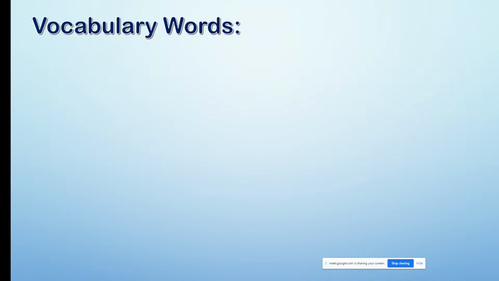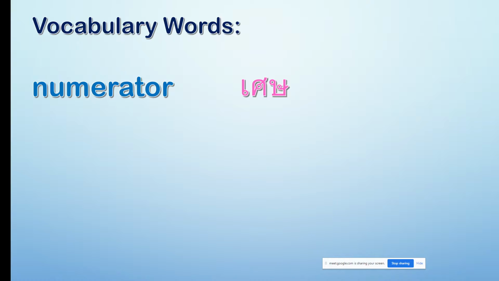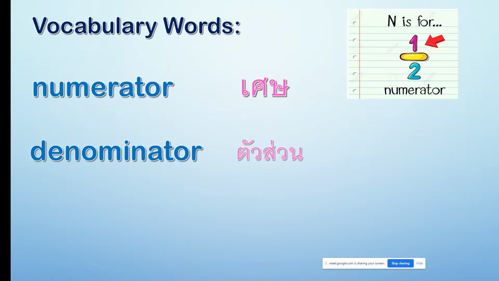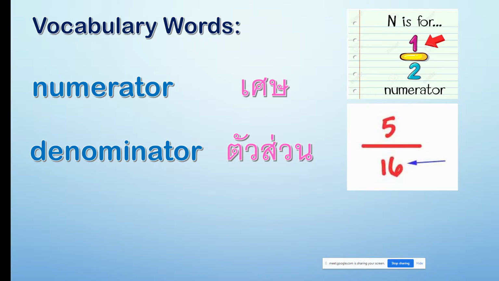For the vocabulary words for today, we have numerator. Everyone say numerator. Numerator. Numerator in Thai is... That's the number on top above the line. Next is denominator. Denominator. In Thai, ตัวส่วน, that's the number at the bottom of the line.